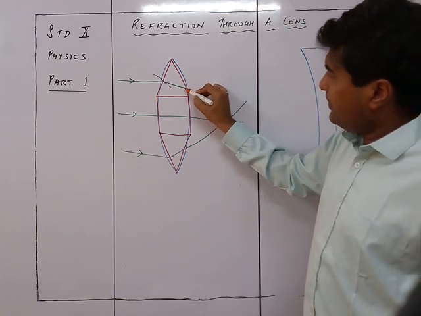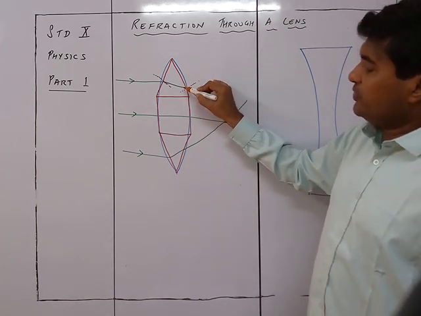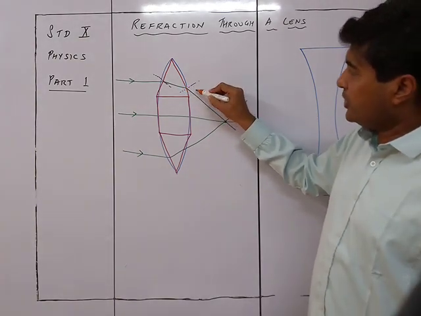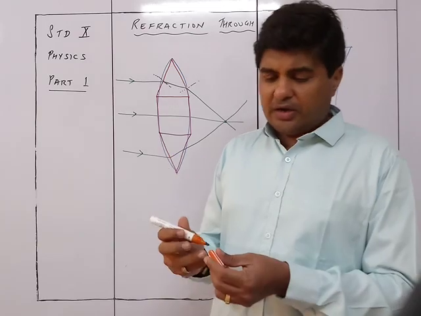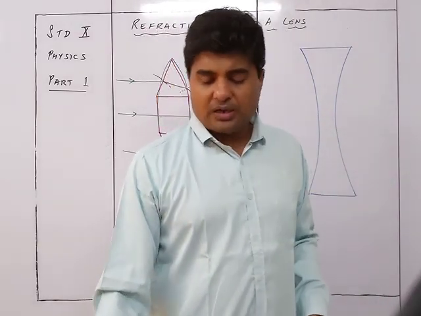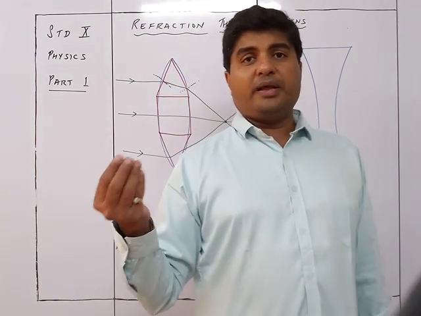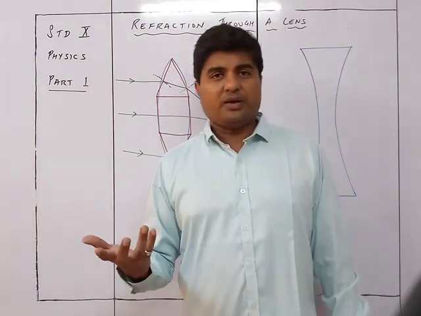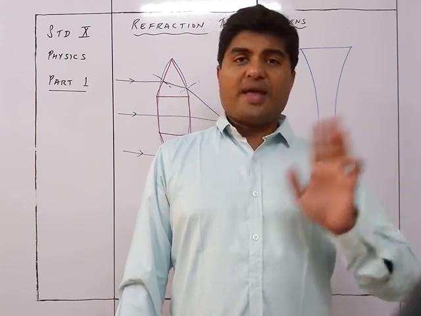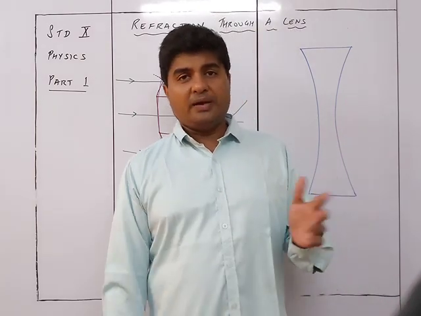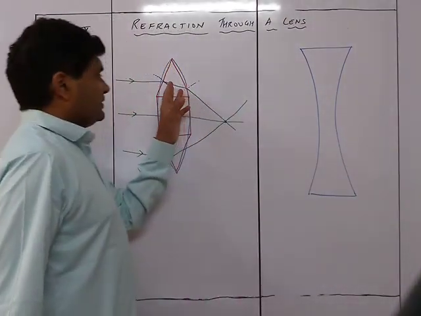Again over here, what will happen? This is the normal. So when it is going from denser to rarer, it is going away from the normal, so it goes like this. So we are just using the same particular principle of how the prism is going to deviate the light. We know that at any particular surface, when the light passes from rarer to denser, it is going to go towards the normal, and denser to rarer, it will go away from the normal. That principle is the one we are using here.